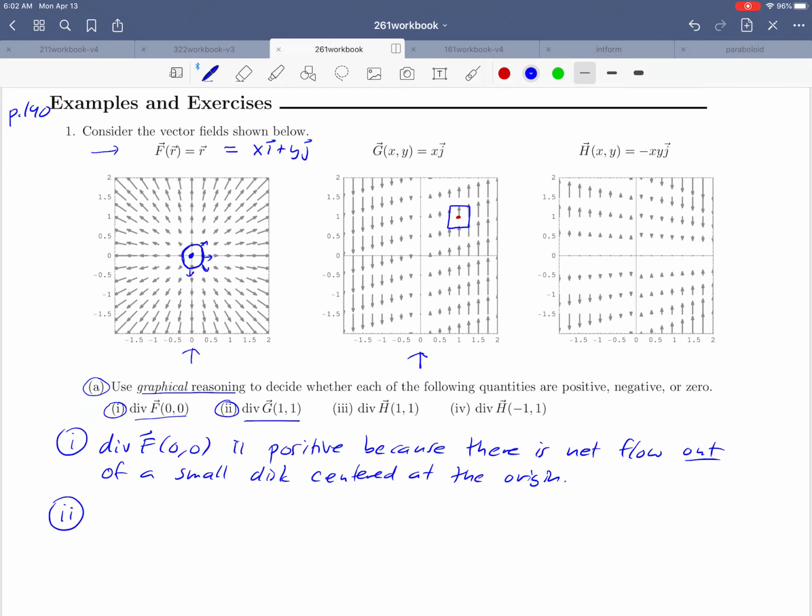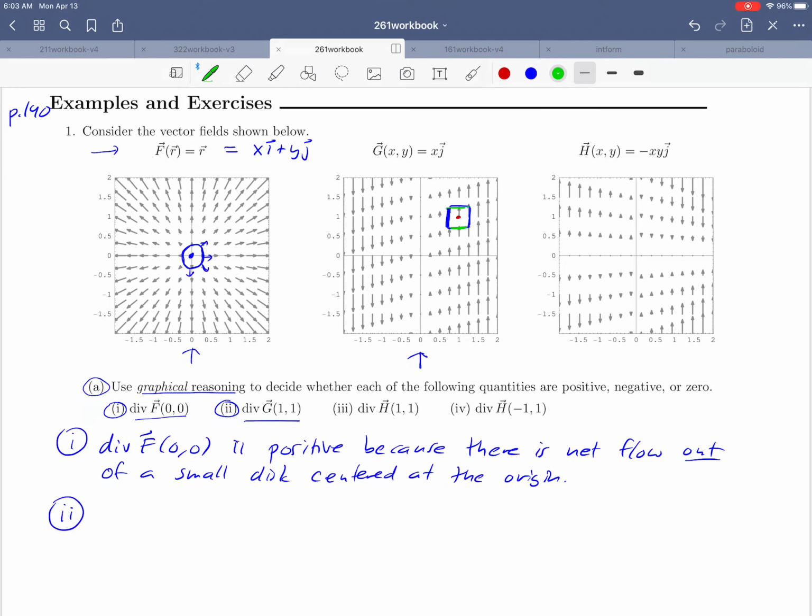And we're going to ask the same question. Are we getting flow into that little square that we drew or out of it? Okay, well, the first thing that you might notice is that our vector field doesn't have any x components to it. It's entirely vertical, so there's certainly no flow in or out of the left and the right side of that little box that we drew. What about the top and the bottom?